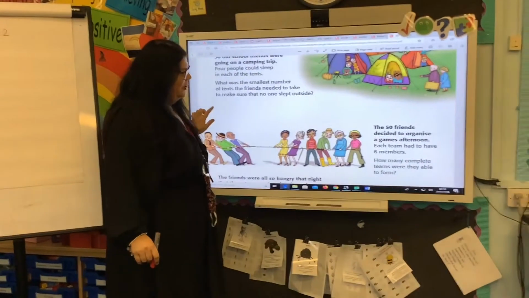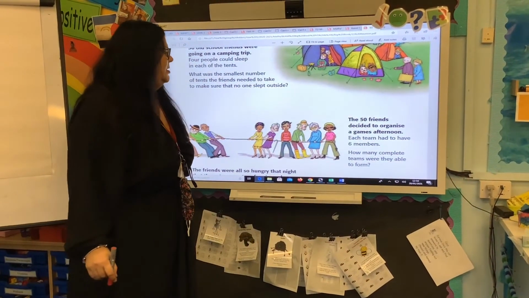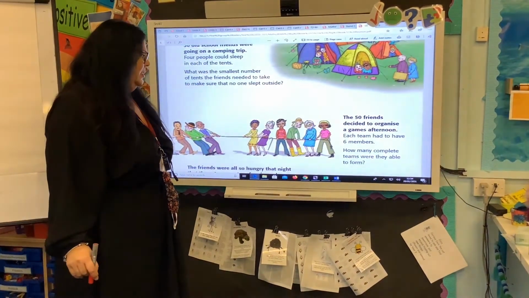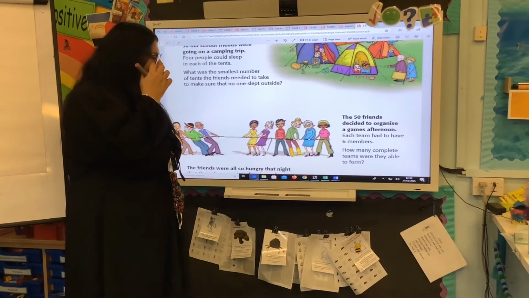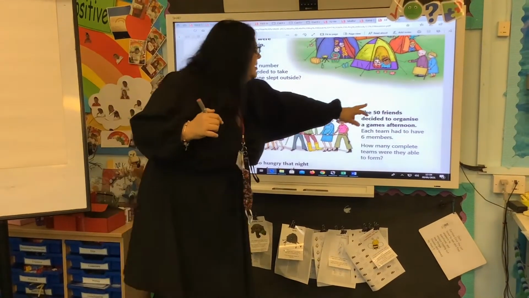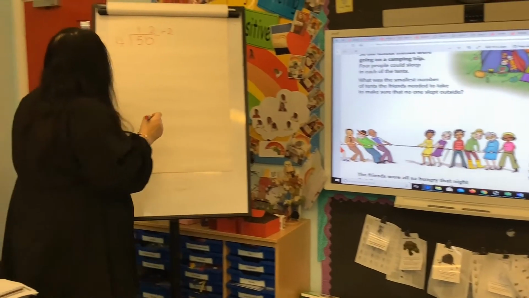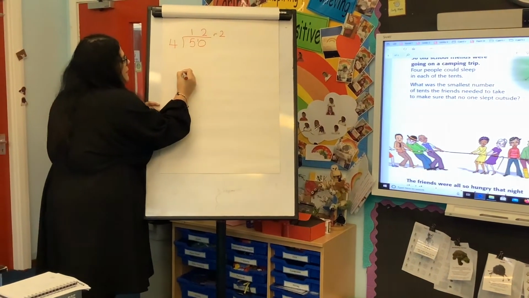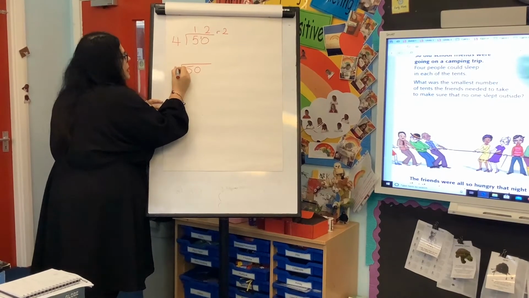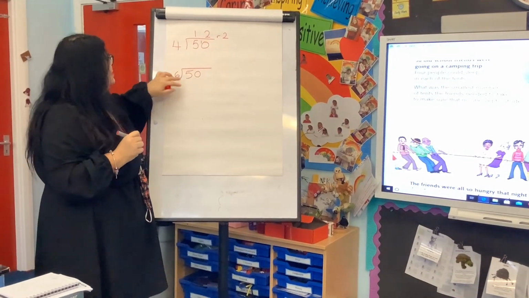Here's the second question. The 50 friends decided to organise a games afternoon. Each team had to have 6 members. How many complete teams were they able to form? So my numbers here are 50 and 6. So again, this time I'm going to do 50 divided by 6.